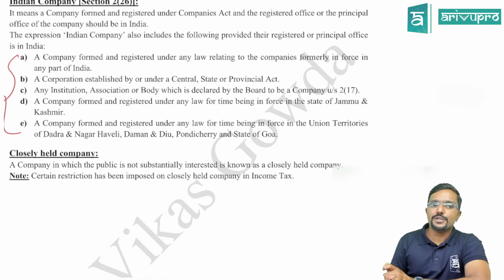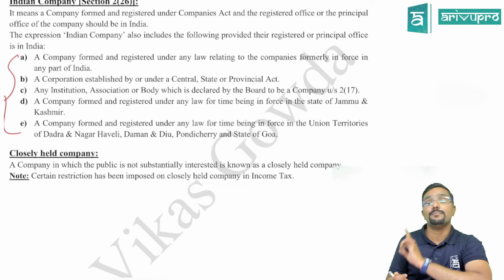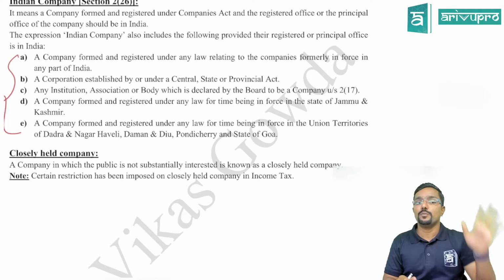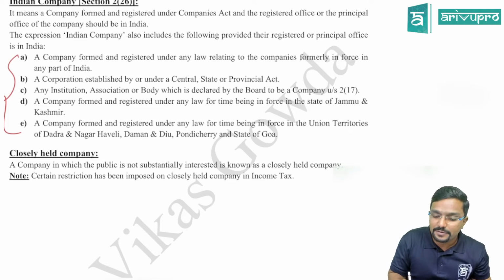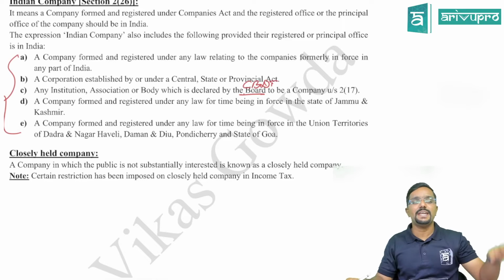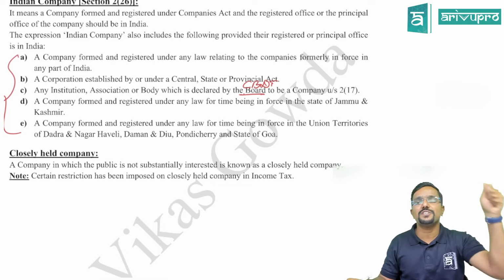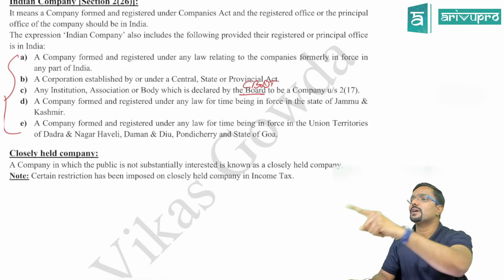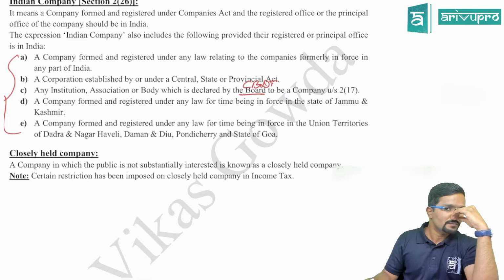Next, any institution, association or body which is declared by the board to be a company. This was covered under the company definition also, na? So any institution which is declared by the board. Board here means which board? CBDT. So if CBDT has declared any institution, association or any other body to be a company, they will straight away become what? Indian company.